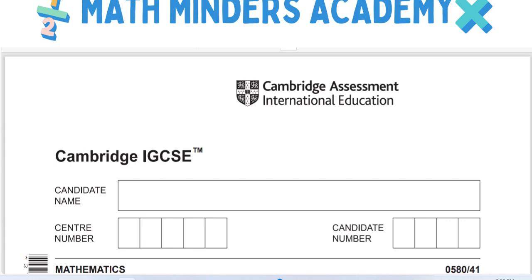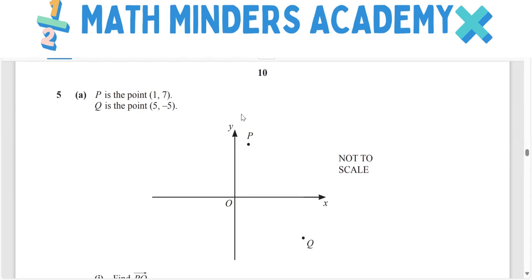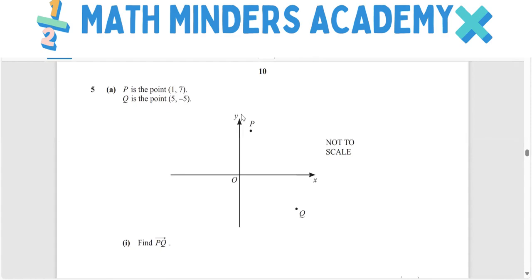Let's move on now to the question. Question number 5. 5A, we are told that P is the point (1, 7) and Q is the point (5, 5). And so here we have to find vector PQ.